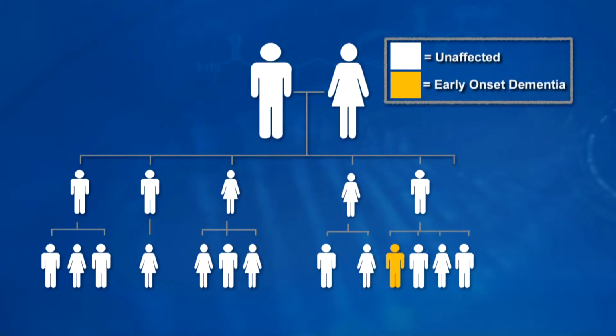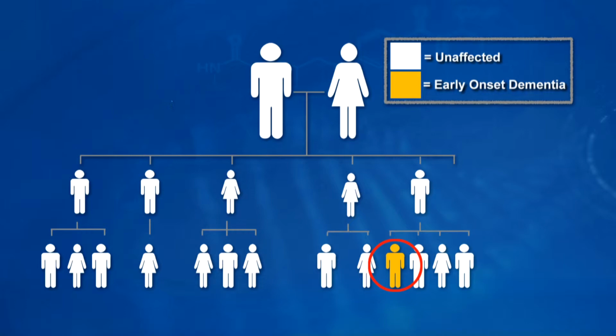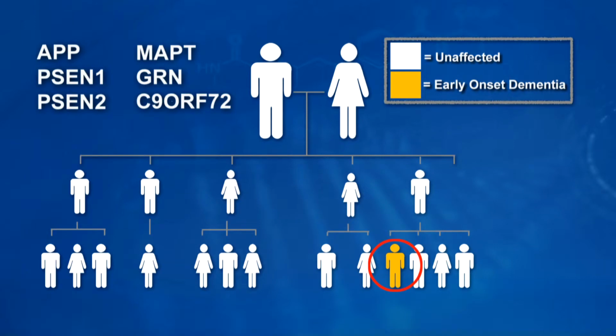There are rare cases where an individual has developed early onset dementia due to a mutation in one of these genes, but there are no other family members with early onset dementia. In these cases, the mutation may have started with that individual, and none of their parents or siblings have this mutation. The children of this individual have a 50% chance of inheriting the mutation and developing early onset dementia as an adult. However, most people with early onset dementia who do not have a family history of the disease do not have a mutation in one of these genes.